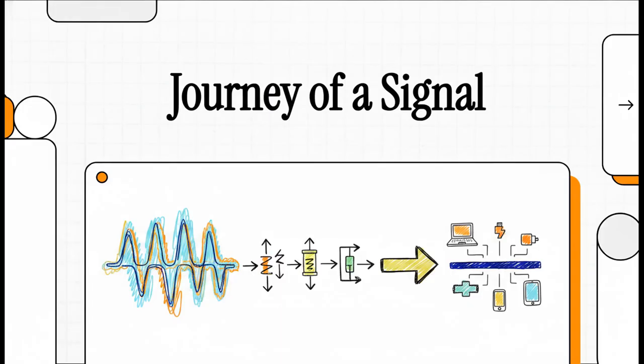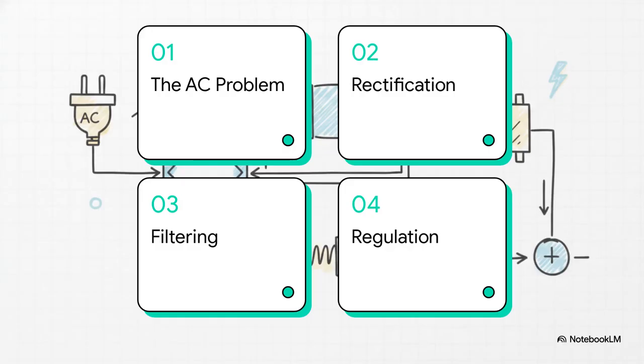Welcome to This Explainer. Today, we're going on a pretty fascinating engineering journey. We're going to dive into the exact physical path electricity takes to become safe and usable for our devices. It is an incredible story of transformation, filtering, and extreme precision that literally keeps the modern world running. Here's our roadmap for today. We'll start with the AC problem, move on to rectification, smooth things out with filtering, and finish up with regulation.